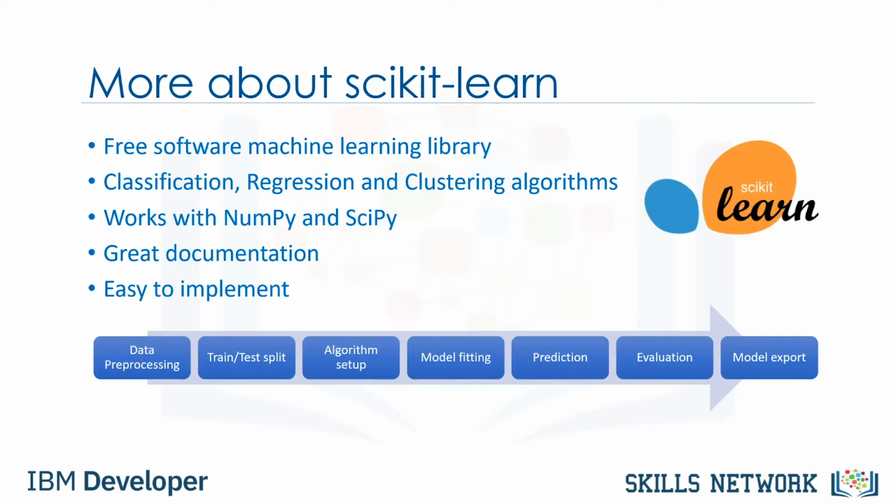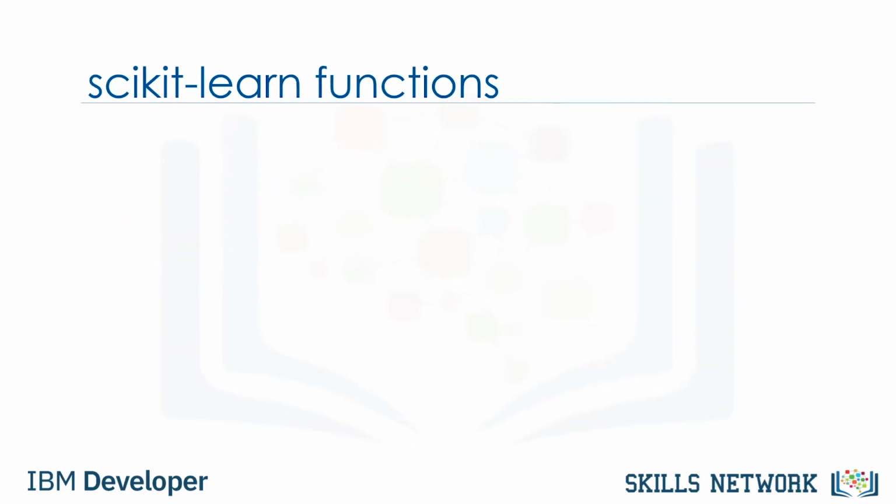Most of the tasks that need to be done in a machine learning pipeline are implemented already in Scikit-learn, including pre-processing of data, feature selection, feature extraction, train-test splitting, defining the algorithms, fitting models, tuning parameters, prediction, evaluation, and exporting the model. Let me show you an example of what Scikit-learn looks like when you use this library. You don't have to understand the code for now, but just see how easily you can build a model with just a few lines of code.